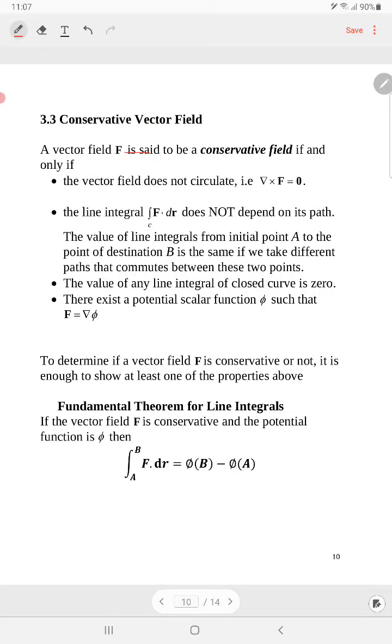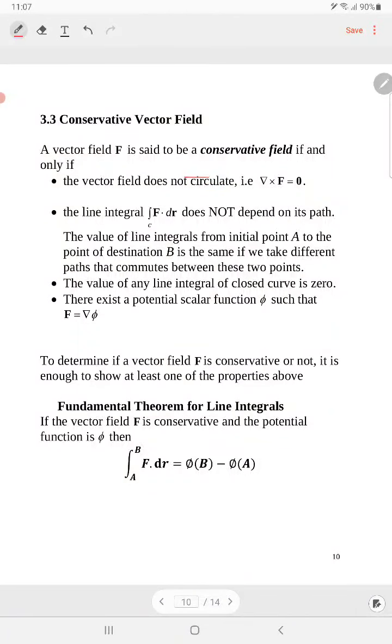A vector field F is said to be a conservative field if and only if, so here we have 1, 2, 3, 4 bullets. Those are properties of a conservative field. Now let's look at the first property. A vector field F is said to be conservative if the vector field does not circulate. So if the vector field does not circulate, then it is a conservative field.